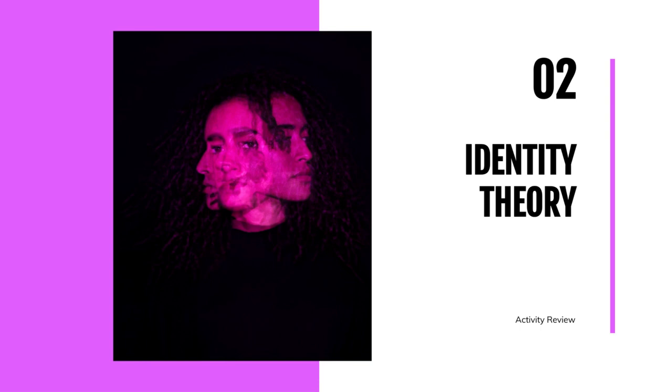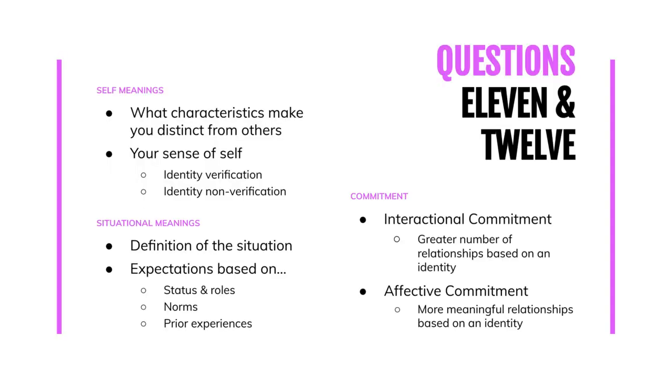Okay, so moving on to identity theory, questions 11 and 12. Identity theory views the self as multifaceted and composed of multiple identities, which are arranged hierarchically in an identity salience structure. This means that identities are ranked, or could be arranged in terms of importance, like a pyramid of sorts.